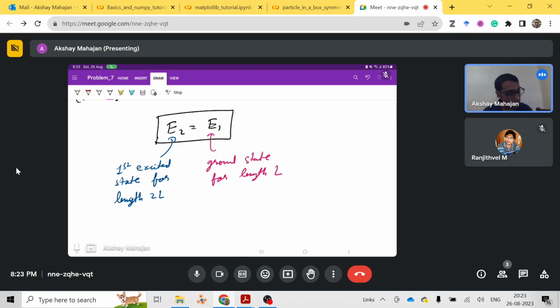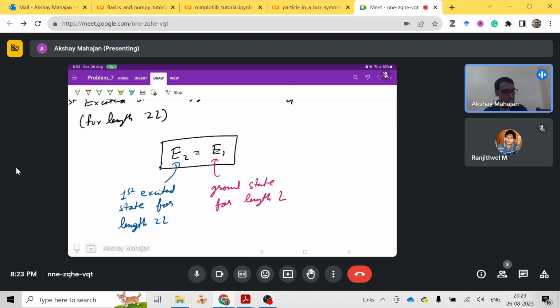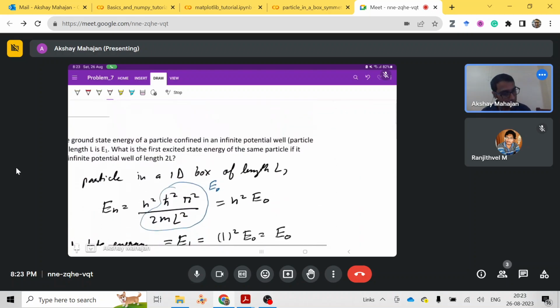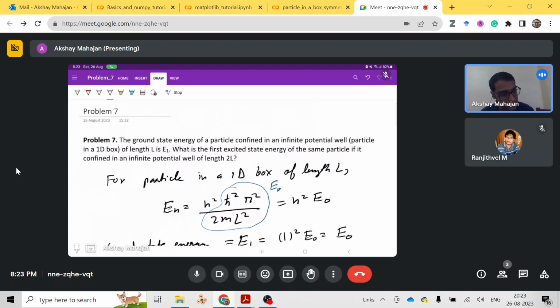Okay, so this is an interesting thing. If we increase the length of this potential well, then the value of the energy levels will start to decrease. Here we have seen that if we just double the length, then our first excited state energy becomes equal to the energy of the ground state if the length was L. So this is our problem number 7.